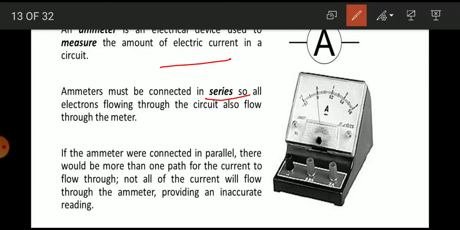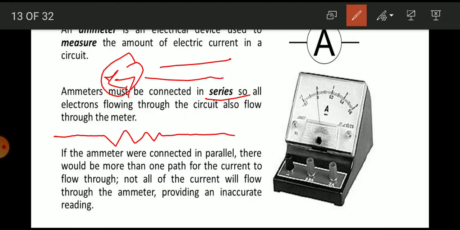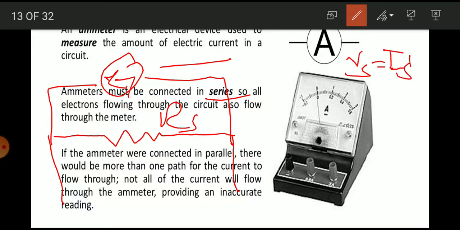Now, if you want to convert a galvanometer into an ammeter, you connect a shunt resistance with the galvanometer in parallel. With this you can convert a galvanometer into an ammeter. The voltage across the shunt resistance will be Is Rs, and the voltage across the galvanometer is Ig Rg.